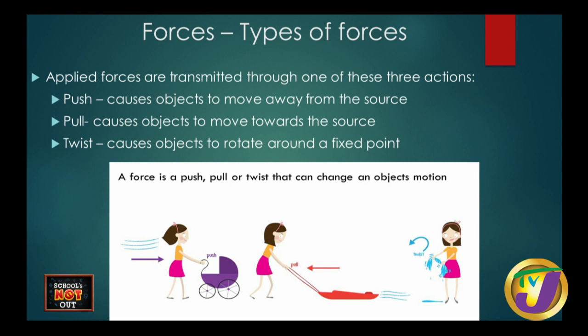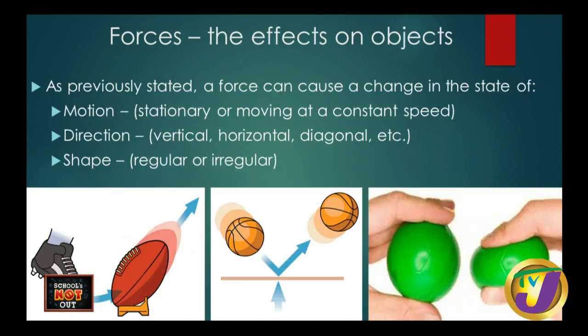Twisting a door, I don't think they really have materialized twisting doors to open them, but if you are able to twist something, what it does is that it spins or rotates about a fixed point. All right? So as the diagram shows here, she pushes the pram, she's pulling that object, and then she's twisting a rag. Twist, push, and pull are ways forces are applied.